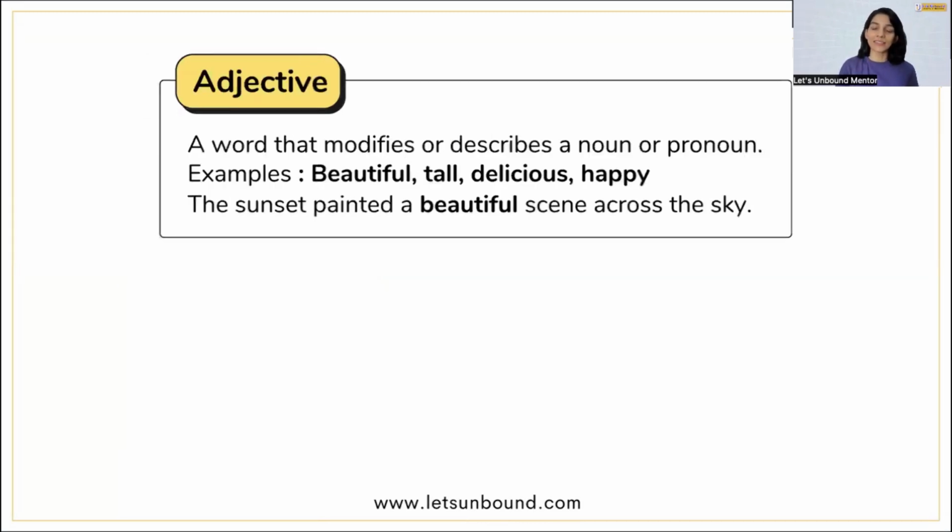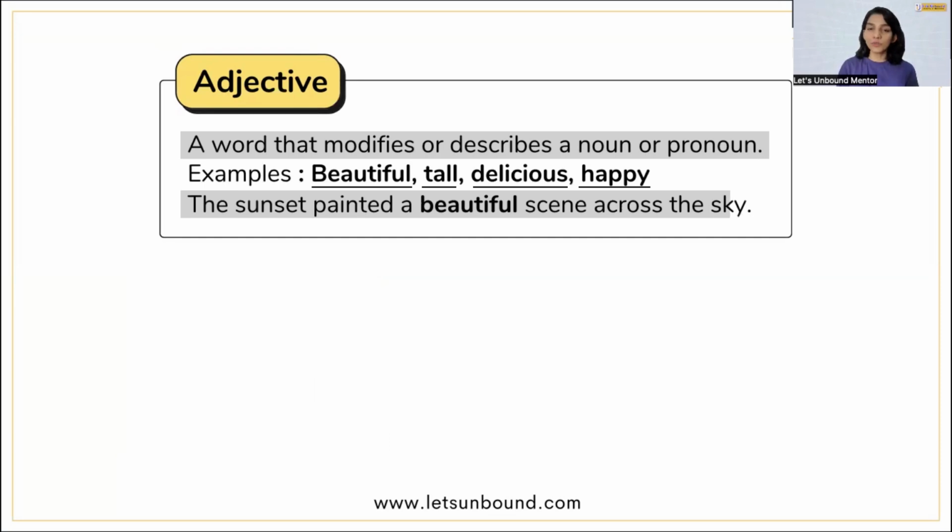Next comes adjective. It is a word that modifies or describes a noun or a pronoun, like beautiful, tall, delicious, happy. For instance, the sunset painted a beautiful scene across the sky.